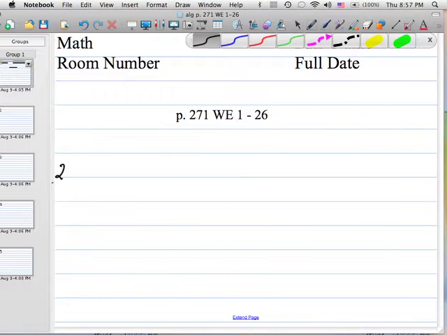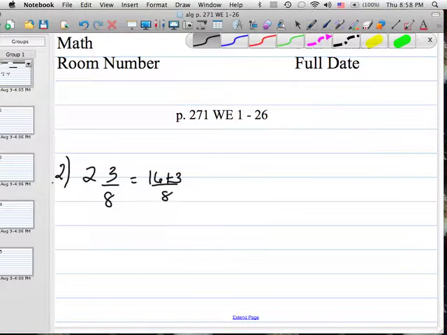So we're on problem number 2 on page 271. We want to change 2 3/8 to a fraction in simplest form. We'll do it the old way. 2 times 8 is 16, plus 3 is 19/8.